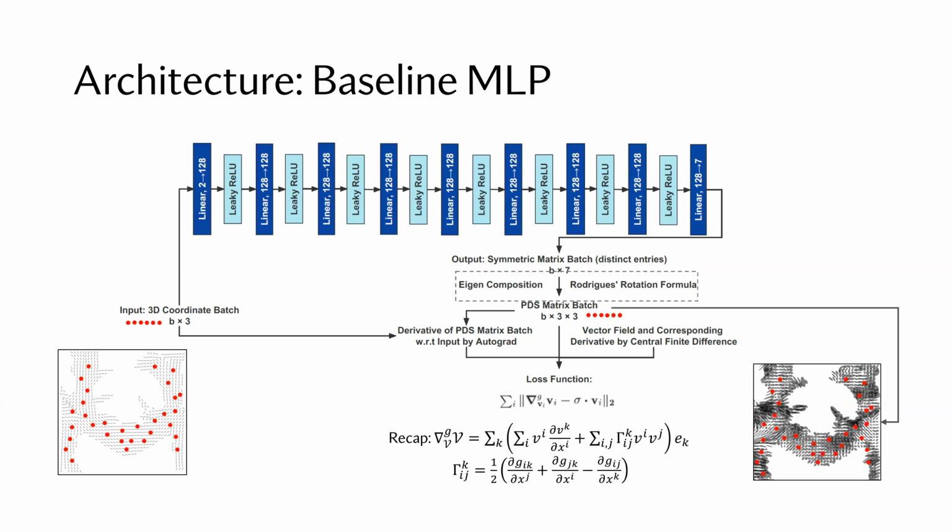In order to calculate the objective function, we need the vector field itself, which is given, the derivative of the vector field with respect to the spatial coordinates, which can be derived by the central finite difference, and also the derivative of the metric with respect to the spatial coordinates, which can be derived by autograd. However, we found severe limitations of MLPs in our experiment. The predictive ability and the accuracy of the MLPs decay drastically as the dimension and the complexity of the solution increase.